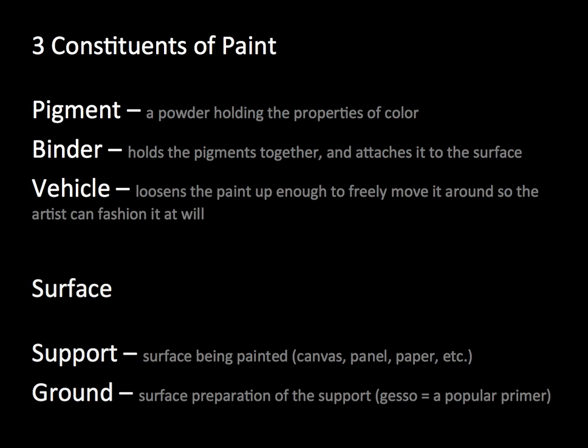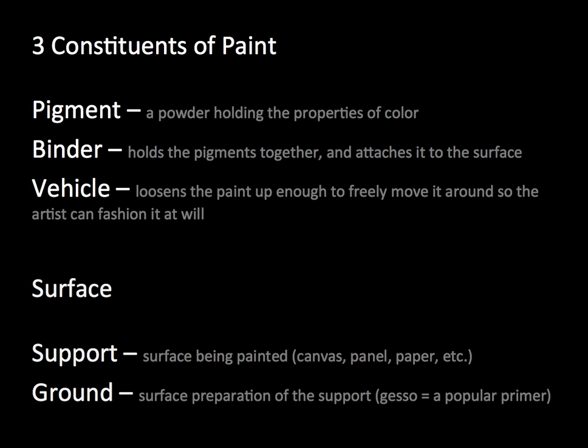And just like with drawing, we had our different materials, but we also had the paper itself. With paint, we also have our surface that we're painting on. And we can divide the surface up into two categories here in painting. The first thing is a support. That is the surface being painted. Okay, and that could be a lot of things. You can paint on a lot of different things, like a wall. You could paint on a canvas, on a panel, on a sheet of paper. Each of those would be the support because that is the surface being painted.